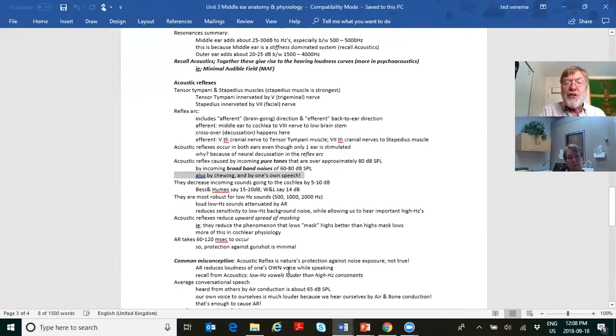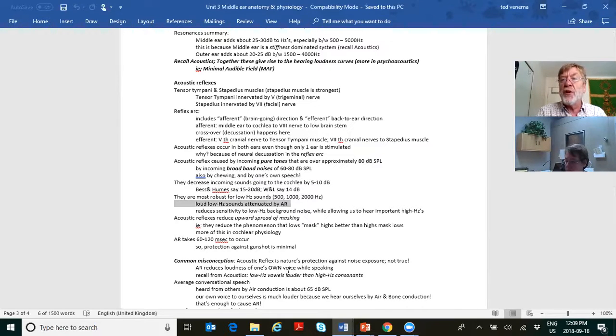by one's own speech. They decrease incoming sounds by about 5 to 10 dB. Some people say by 15 to 20. Woodford and Lassen, Woodford say around 14, whatever. If you're answering this on a test, never say they decrease sound by, say, 50. That's pushing it. Just say something like around 10 to 15. They are most robust for low frequency sounds. They are most robust for loud, low-frequency sounds. Loud, low-frequency sounds are especially attenuated by the acoustic reflex. They reduce the sensitivity to low-frequency background noise while allowing us to hear important high frequencies.